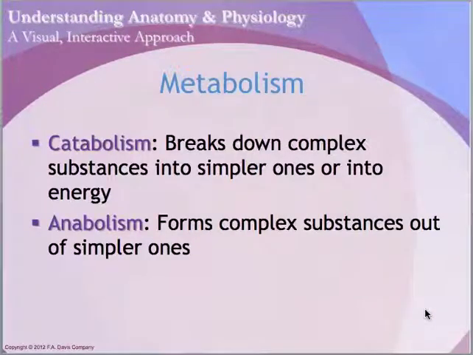In metabolism, we have catabolism and anabolism. Catabolism breaks down complex structures into simpler ones or into energy, and anabolism forms complex substances out of simpler ones. So they're opposite things. Catabolism is used in the metabolism of carbohydrates and lipids, and anabolism is used in protein metabolism.